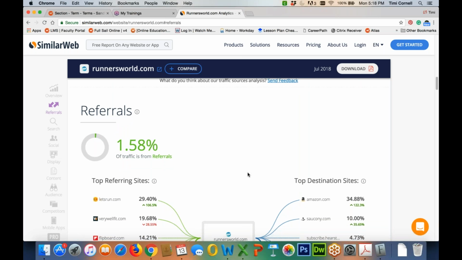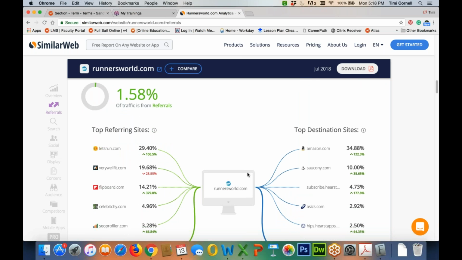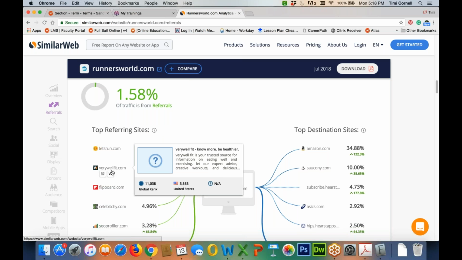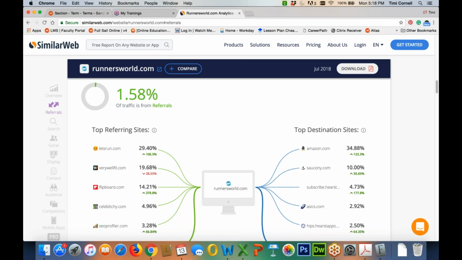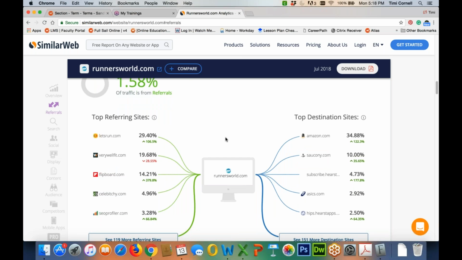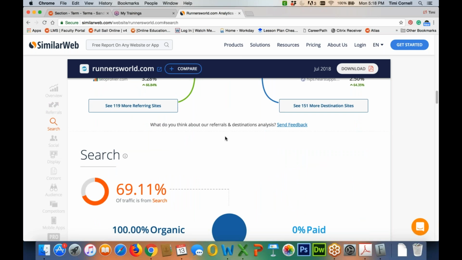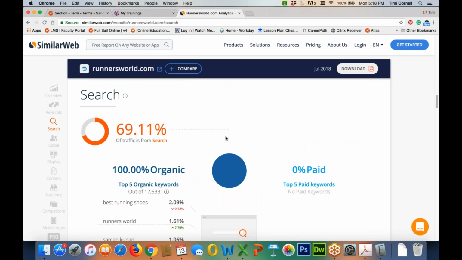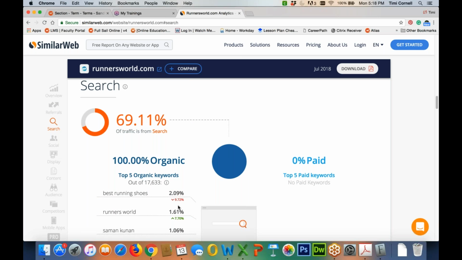Going down here to referrals, these are some referring sites that people had, of course, visited prior to going to Runner's World. And these actually could be potential ad placements for Adidas as well, letsrun.com, or this one right here, verywellfit.com. Those could be potential ad placements for Adidas. We can also see a few organic search terms that enter the site, like best running shoes.